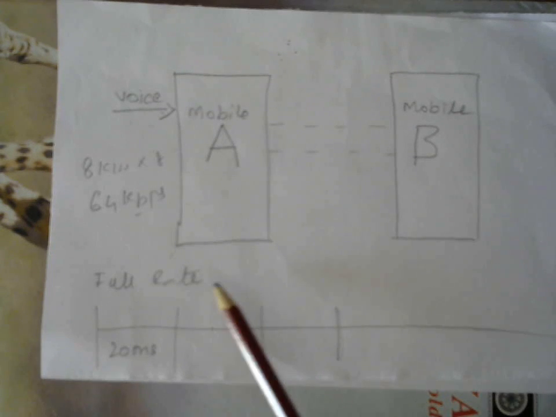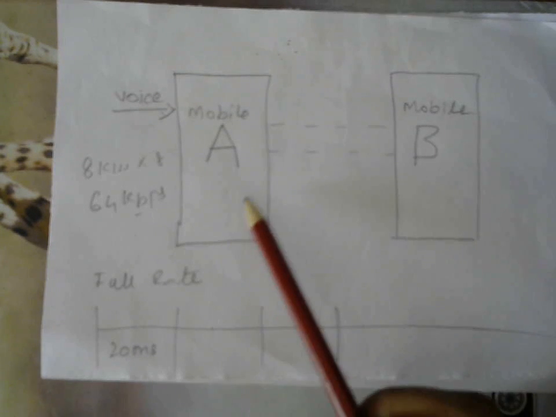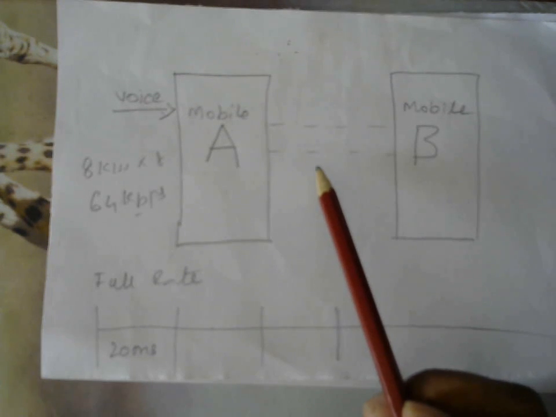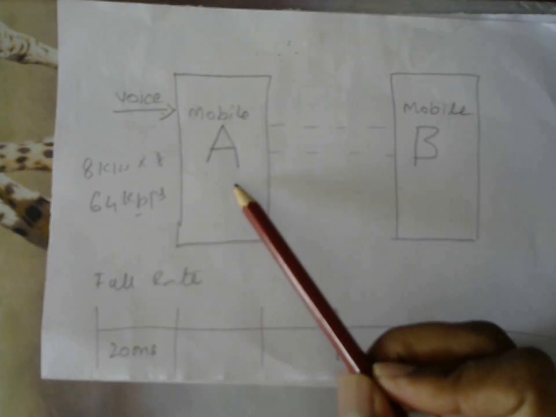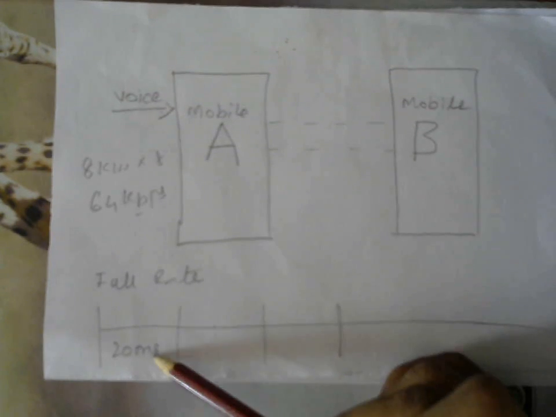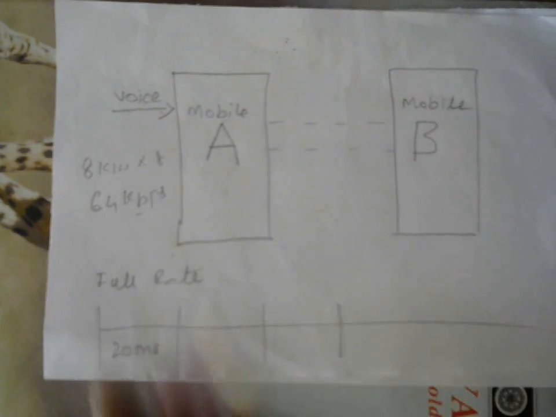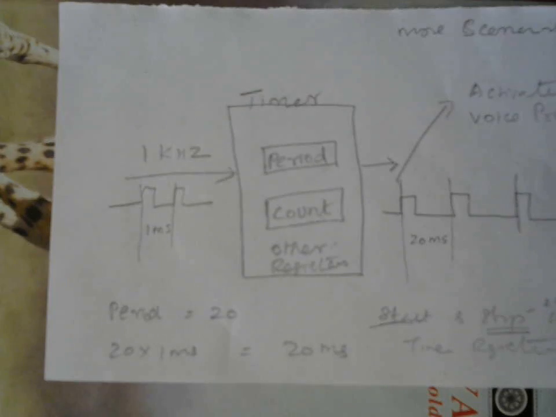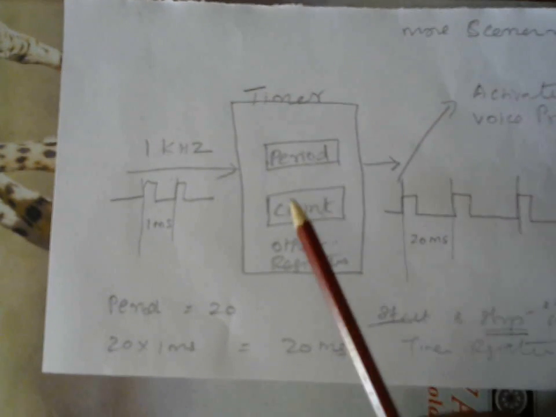The full rate voice compression algorithm works on every 20 millisecond period. So mobile A needs to take samples every 20 milliseconds, process them and transmit them over the air. In order to activate our firmware software in mobile A every 20 milliseconds, we need to use a timer. For this example, I have taken a timer from a Texas Instruments DSP processor.